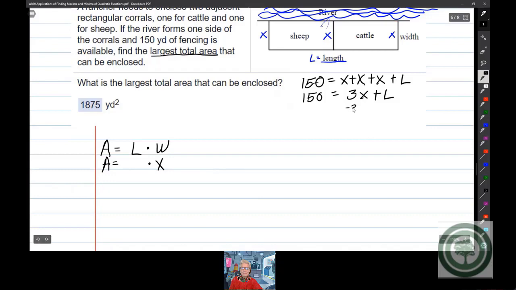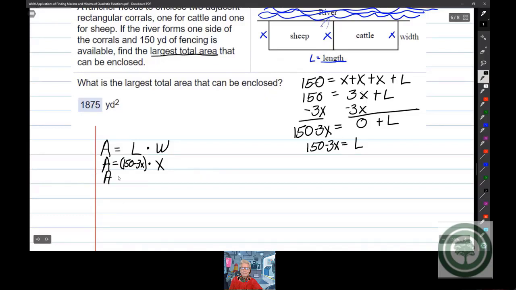And the length I'm going to have to solve for. Okay, well, if I subtract 3X from both sides, 3x minus 3x is 0. I'll have 150 minus 3x equals 0 plus L, which is L. So L is going to equal 150 minus 3x. So we'll put that right here. That's the length, 150 minus 3x. So that's a minus sign.